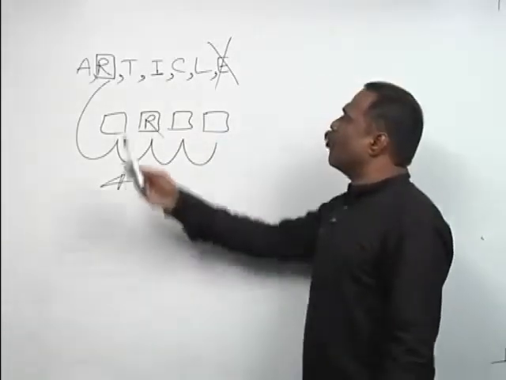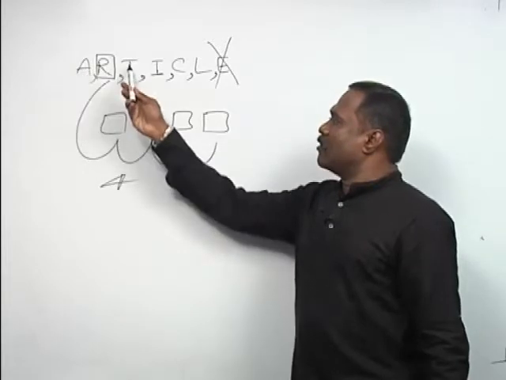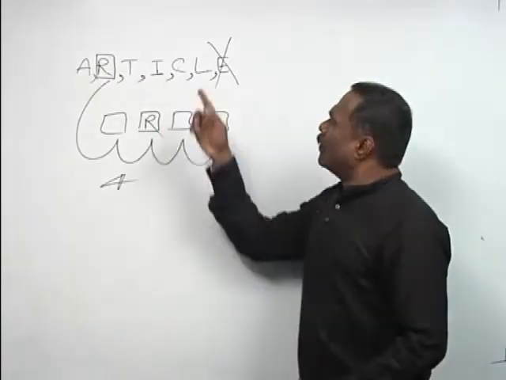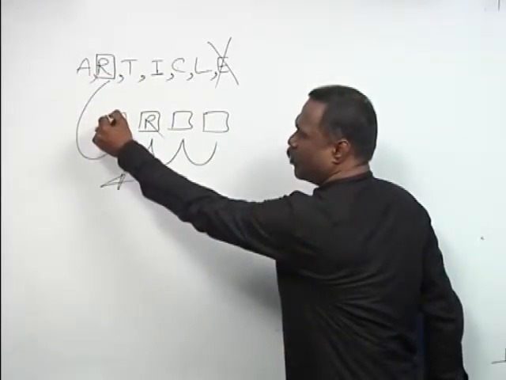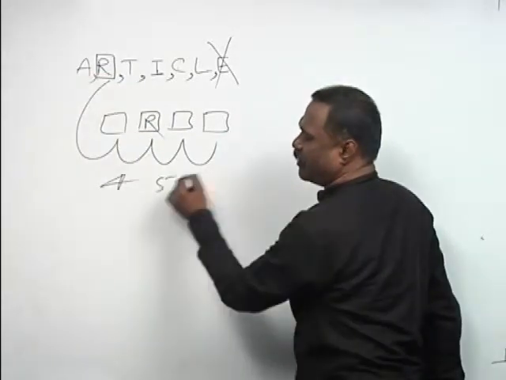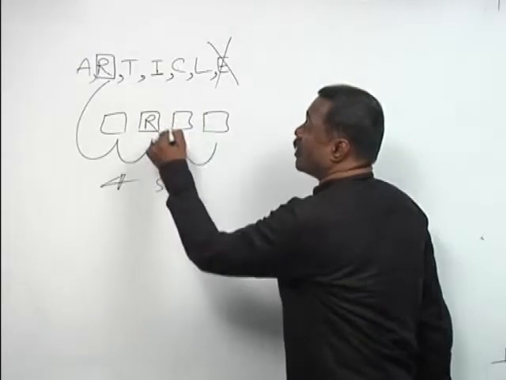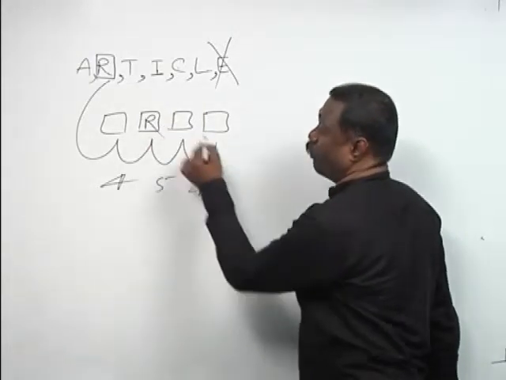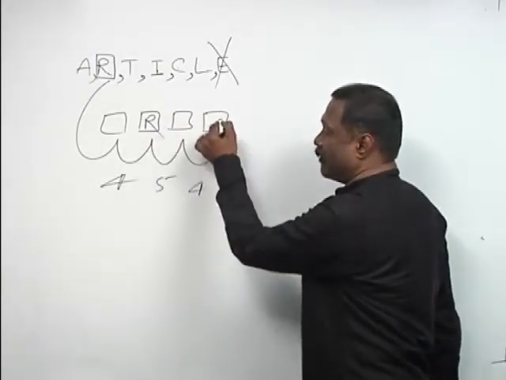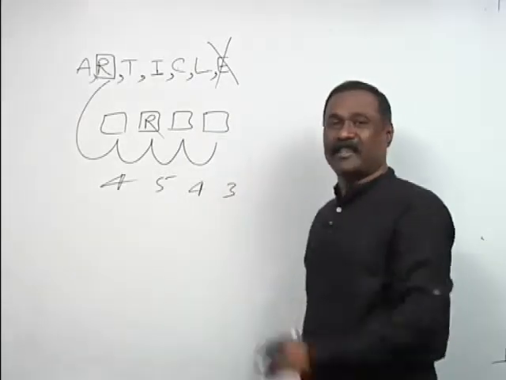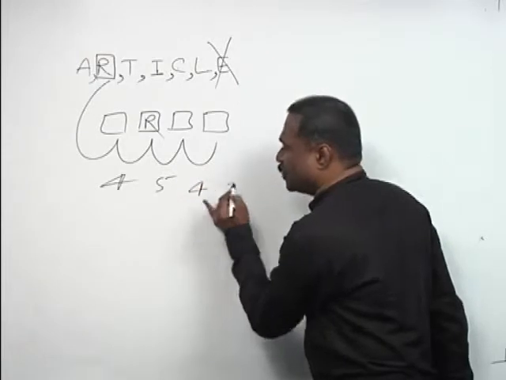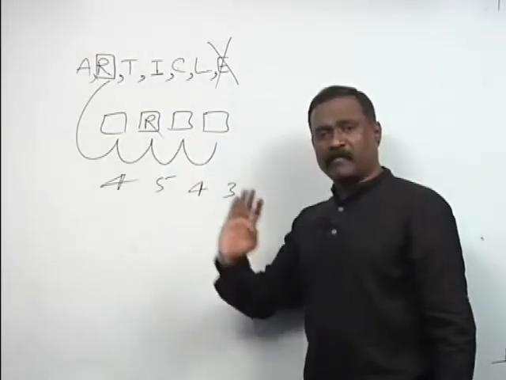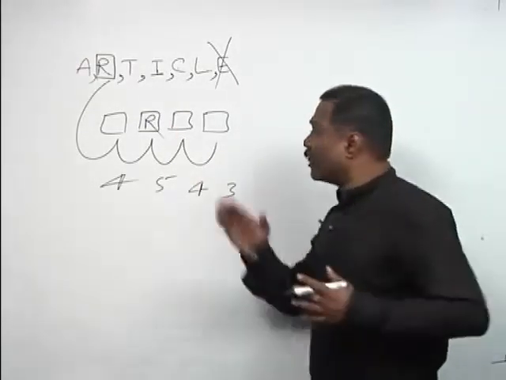It's done. Now what about the remaining? A, T, I, C, L. So how many letters are there? 1, 2, 3, 4, 5 are there. So this can be filled in how many different ways? 5 different ways. And this can be filled in how many different ways? 4 different ways. And this can be filled in how many different ways? 3 different ways. Understand it? So what is happening here? We are fulfilling the restriction first, and then we are filling the remaining places.